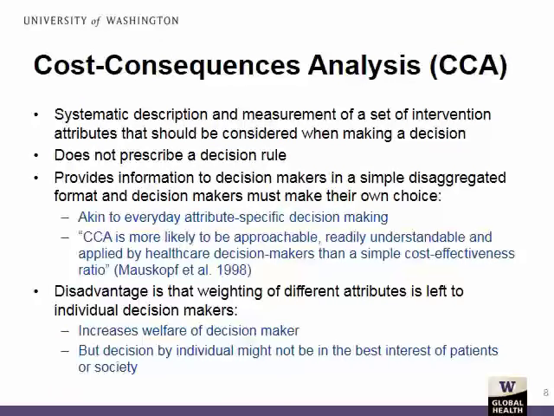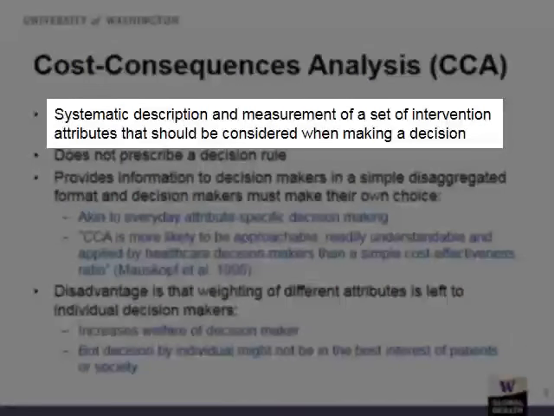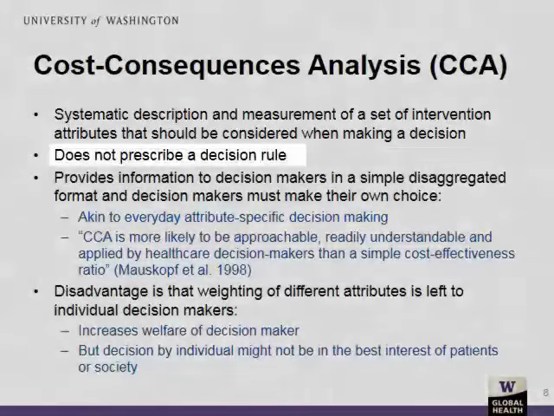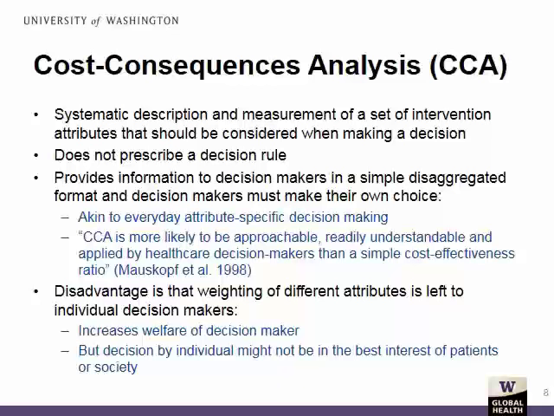Now we're going to move on to the different methods one by one, and as we do this, we are going to give examples. Let's start with cost consequences analysis. Cost consequences analysis is a systematic description and measurement of different intervention attributes that you can use to make a decision. It does not prescribe a decision rule, and it mirrors everyday decision making because it provides information to decision makers in a simple and disaggregated format.